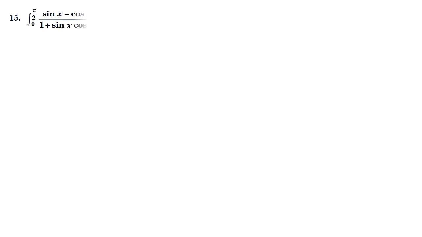Next we shall discuss the 15th question: the integral from 0 to pi by 2 of (sin x minus cos x) by (1 plus sin x cos x). Here the better approach is to use the integral 0 to a property. The property is the integral from 0 to a of f of x dx is equal to the integral from 0 to a of f of a minus x dx. This is quite a familiar property. We have solved several questions and we know the algorithm also.